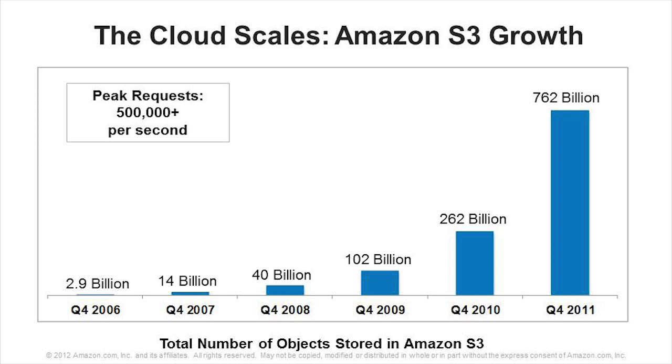We just announced some new numbers yesterday for Amazon S3 and got a lot of really great coverage of those numbers. As you can see from the right-hand column on this chart, at the end of the fourth quarter of 2011, we're storing 762 billion objects in Amazon S3. We also process over 500,000 requests per second for those objects. Also keep in mind that there's redundancy behind the scenes in Amazon S3. So these are actually customer objects, and S3 behind the scenes is keeping multiple copies of these objects and transparently recovering from any issues that might arise.